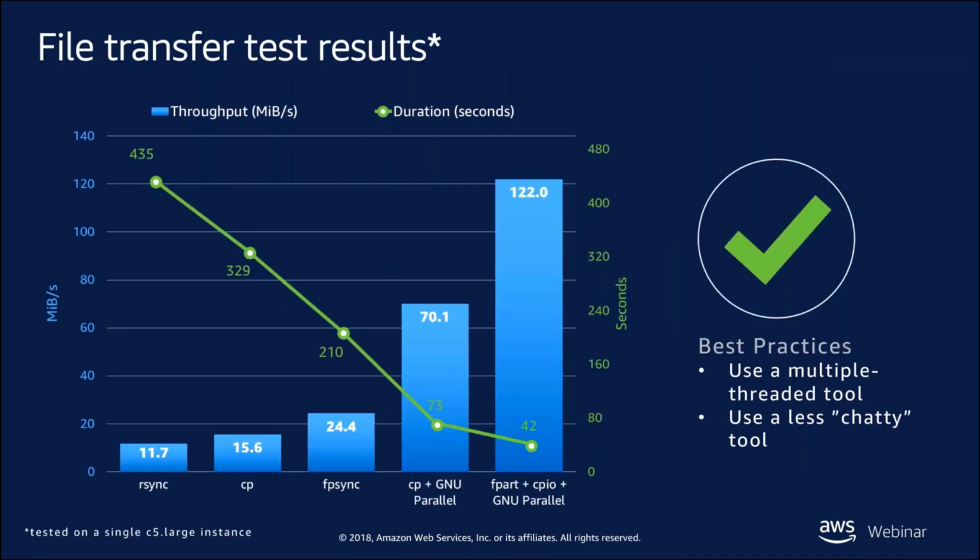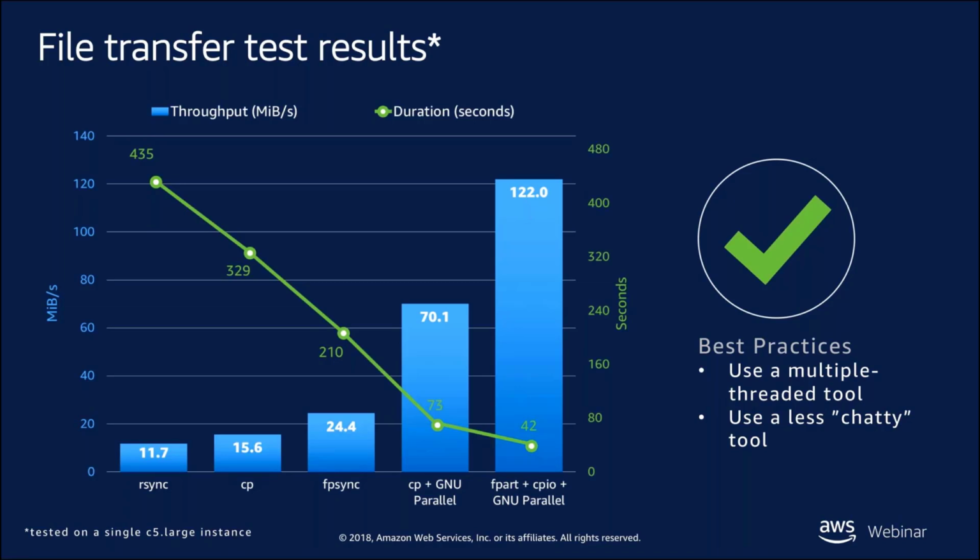So in this example, I ran it a little earlier on a C5 large instance, and as you can see here with rsync, we were getting around 12 megabytes a second. Again, single-threaded, very chatty. The cp was a little better. We're getting around 15 and a half, 16 megabytes per second. But as we went to a multi-threaded solution like fpsync or cp and GNU parallel, you can definitely see the benefits of using a multi-threaded solution. And then all the way to the end, with fpart, cpio, and GNU parallel, we're able to get substantially more throughput.